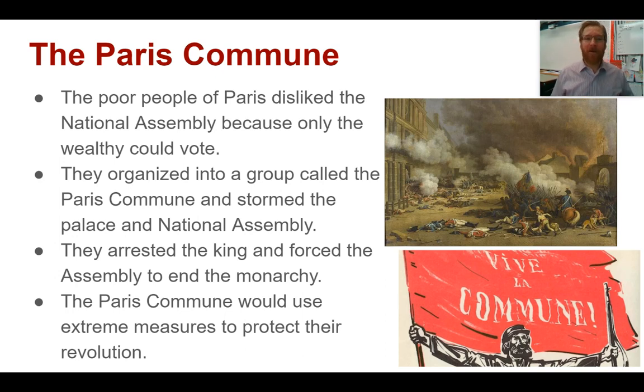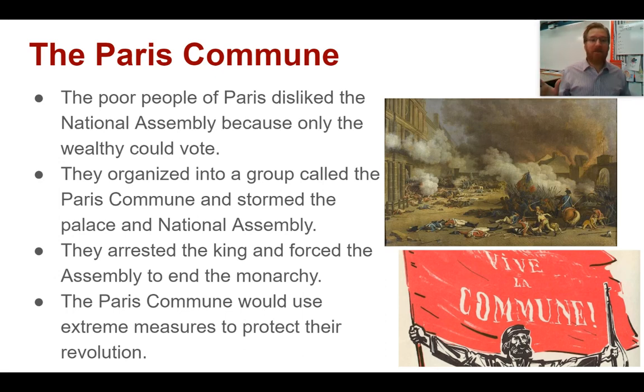The poor people of Paris didn't like the National Assembly. Okay, the National Assembly was this middle ground that they weren't happy with, because the new constitution only allowed the wealthy to vote. Most of the people of Paris couldn't vote. They weren't represented in this government. So they rise up in riots, and they storm the palace, the Tuileries Palace, and they kidnap the king. And they also storm the National Assembly.